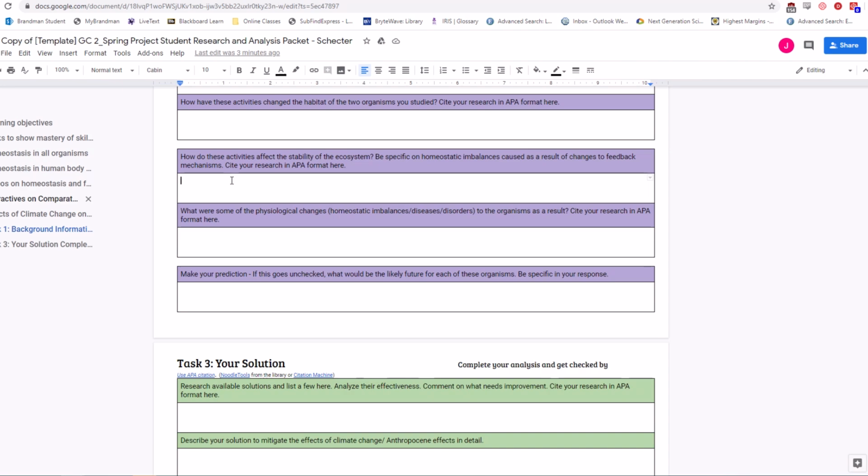So find out ways that humans have caused ecosystem instability and homeostatic imbalances. For example, there are certain organisms that live in the tropics that don't do well in heat, but because there's shade from the trees, they are fine. As we chop down more trees, they're exposed to more heat, and they're struggling in their own environment.